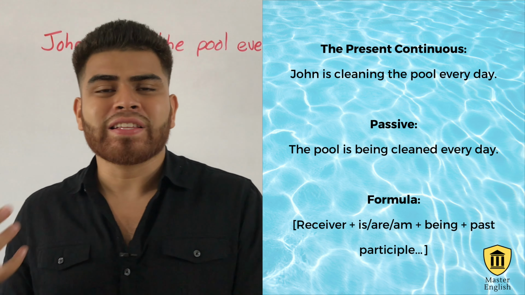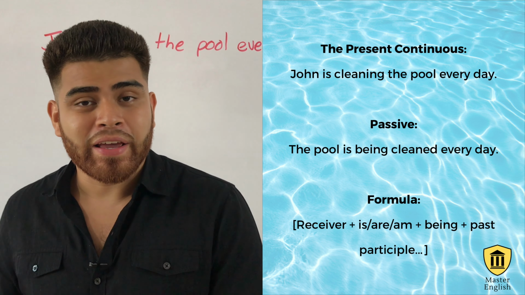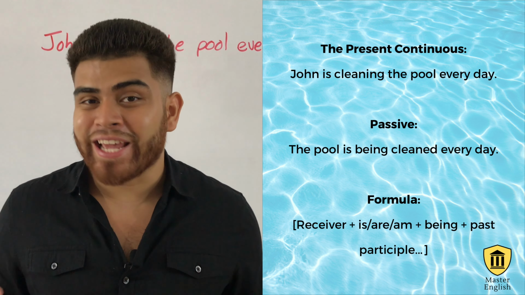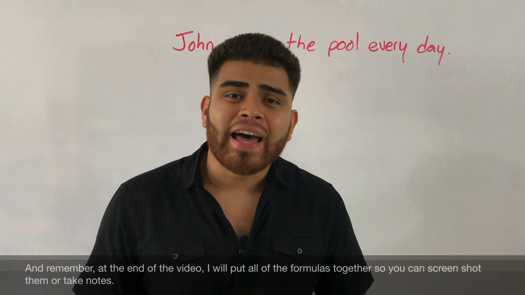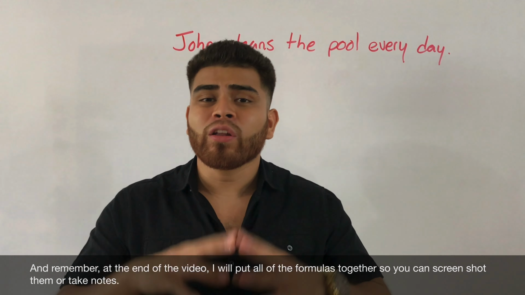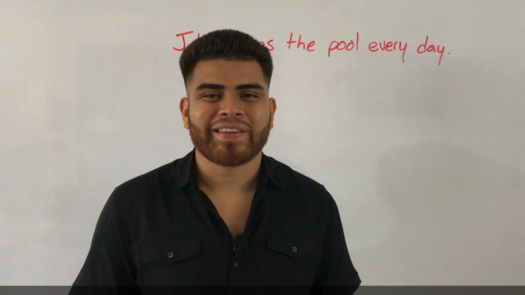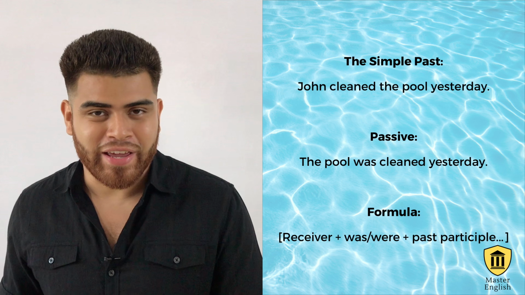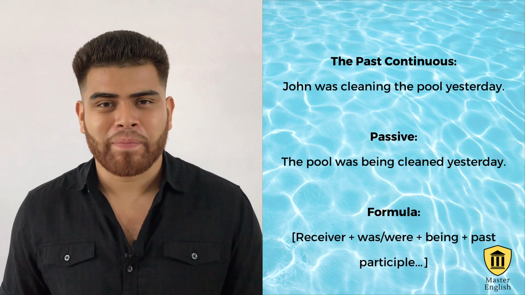In the present continuous, John is cleaning the pool every day. Passive, the pool is being cleaned every day. I'll be leaving the formulas below the sentences, and remember, at the end of the video, I will put all of the formulas together so you can screenshot them or take notes. In the simple past, John cleaned the pool yesterday. Passive, the pool was cleaned yesterday.